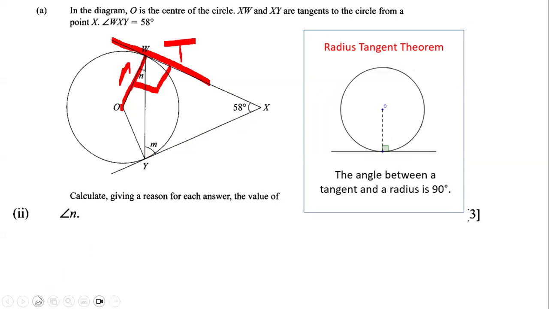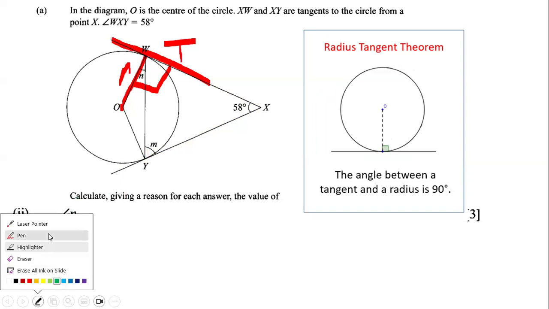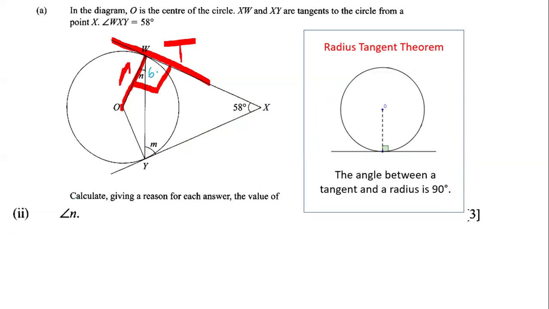Now, what do we know already? Well, let me use a pen. We know from the previous question that this angle right here is 61 degrees. We're trying to figure out what n is. So all we know is that n plus 61 degrees must add up to 90 degrees, because the angle between the radius and the tangent has to be 90 degrees. So n and 61, when we add them together, have to be 90 degrees.